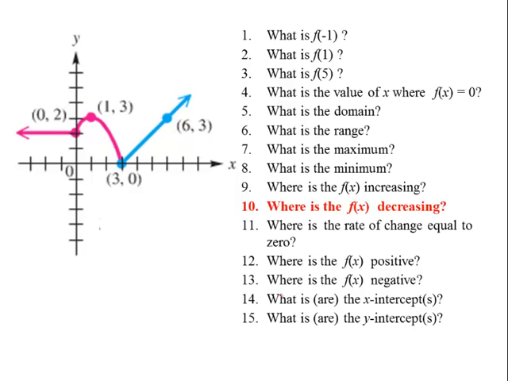Number 10, where is f of x decreasing? One location from this peak down to the minimum. That slope is negative. So we say from 1 to 3. And in set notation, this would be parenthesis 1, 3.